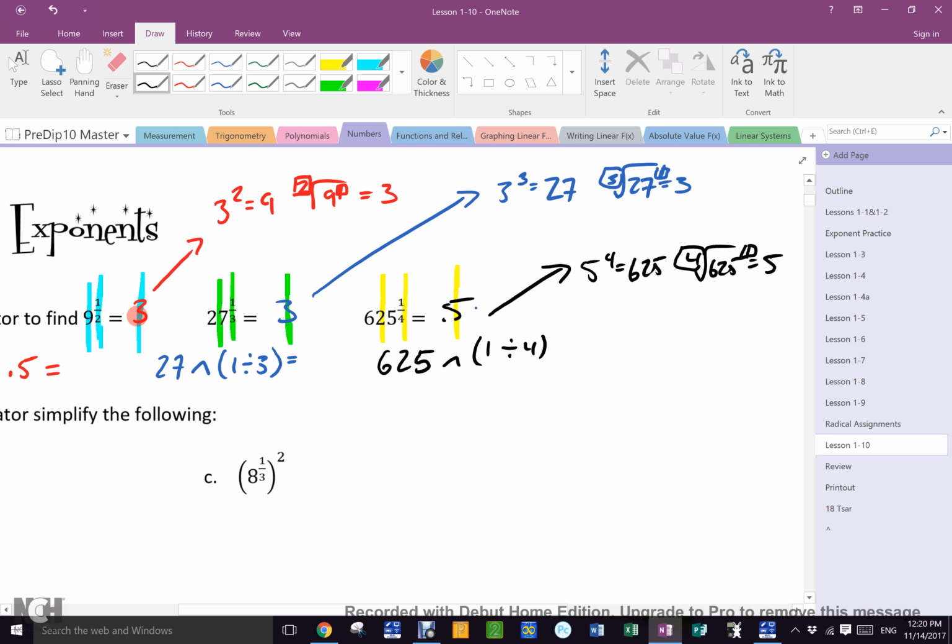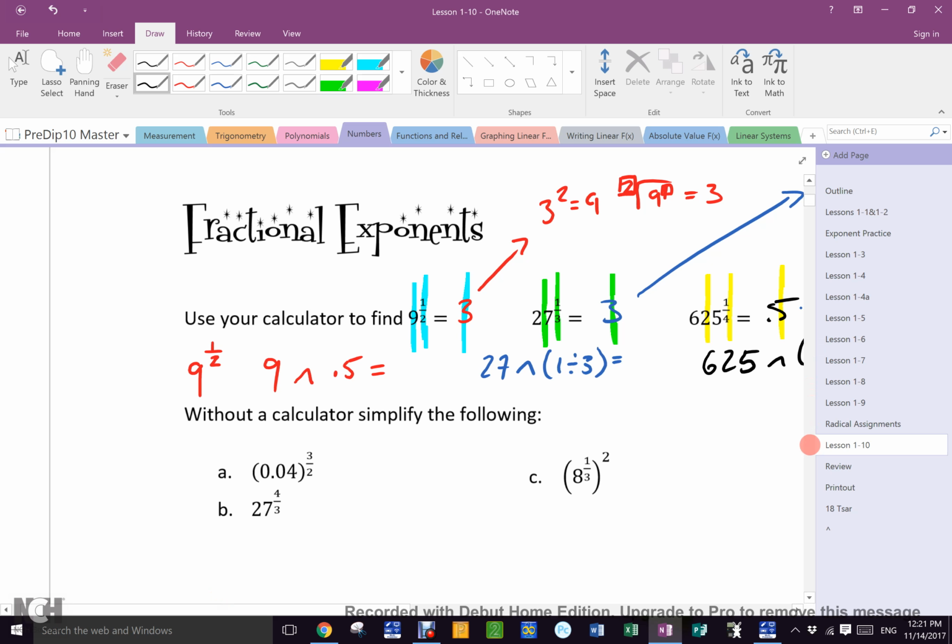How does it work? The square root of 9 to the power 1. The denominator becomes the index. The numerator becomes the power. The base becomes the radicand. Got it? Everybody got it?